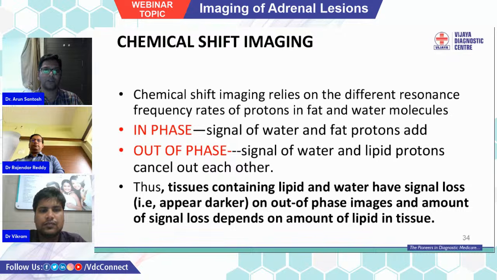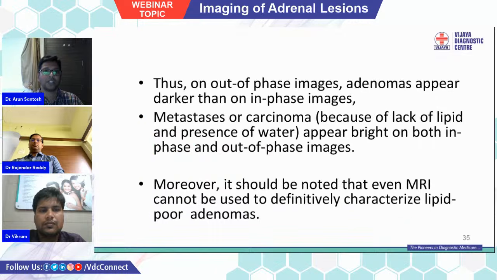In phase, the signal of water and fat protons are added, and in out phase image, the signal of water and lipid protons are cancelling out each other. Thus, the tissues which contain lipid and water have a signal loss, so they appear darker than the adjacent structures on out phase images, and the amount of signal loss depends upon the amount of lipid within that lesion. So on out phase images, adenomas appear darker because of lipid containing tissue than on in phase images.